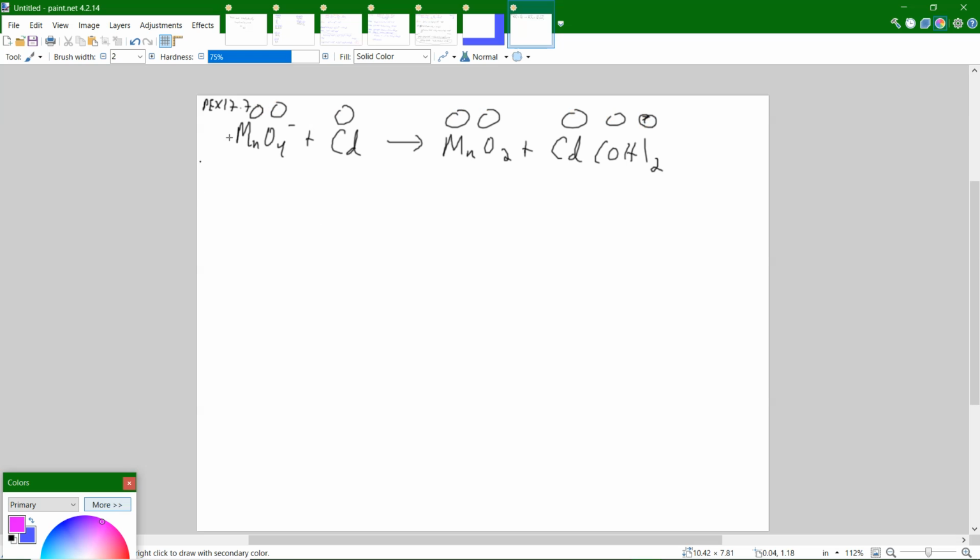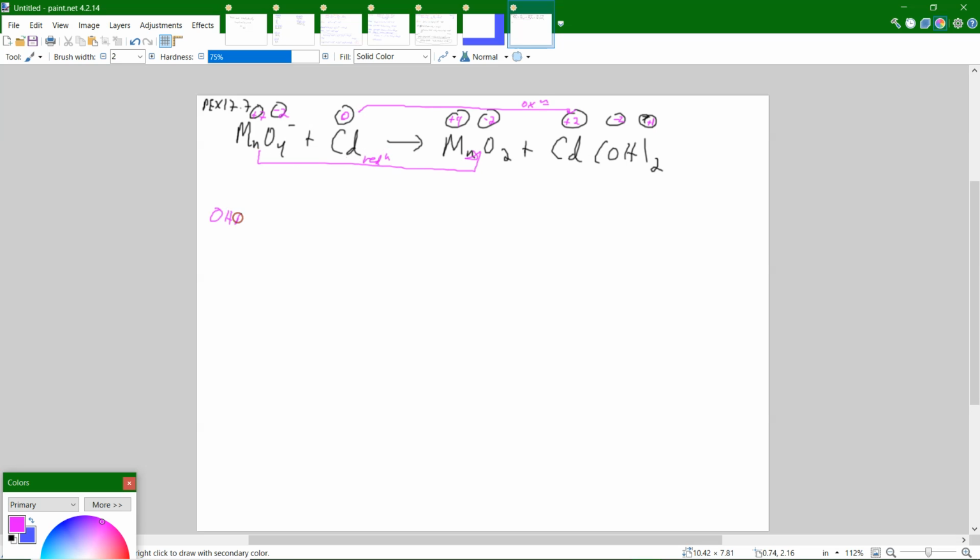Change here. So, MnO4 minus: oxygen minus 2, manganese plus 7, cadmium all by its lonesome 0. Right hand side, oxygen is minus 2, manganese plus 4. Cadmium hydroxide: cadmium has to be plus 2 because the hydroxide is minus 1 and there's 2 of them. Oxygen is minus 2, hydrogen is plus 1. So the manganese goes from 7 to 4, so that is a reduction. And the cadmium goes from 0 to plus 2, so that's an oxidation.